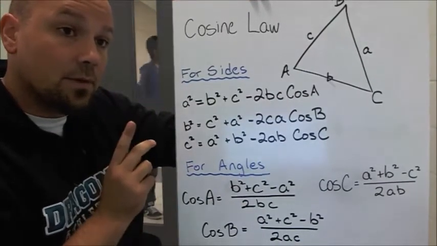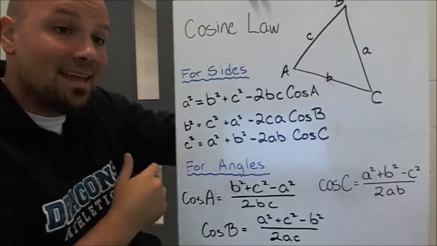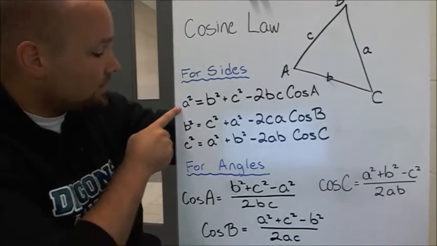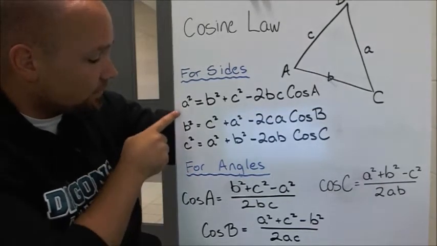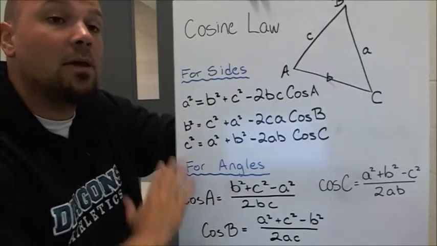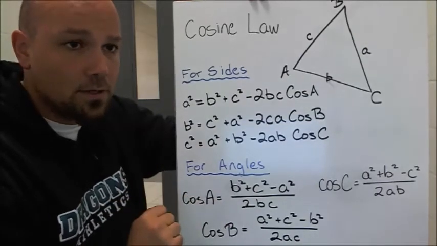The first thing we have to do is decide, are we solving for a side or for an angle? And then, because it looks a little bit different for each side, we have to decide which side we're solving for, A, B, or C, and which angle, A, B, or C. Now you'll be given all of these formulas, so you don't have to memorize them, but we do have to know how to use them.